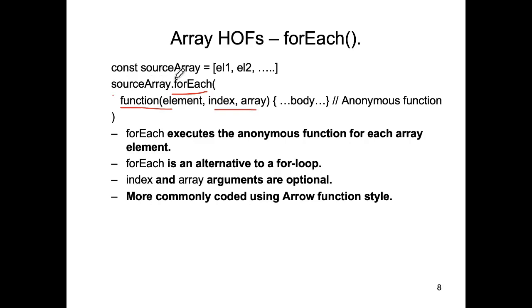So the terminology is that forEach is a higher order function. In this case, this higher order function only takes one parameter. That parameter is a function itself. We refer to that generically as a callback. And I've explained how the forEach higher order function uses that callback.